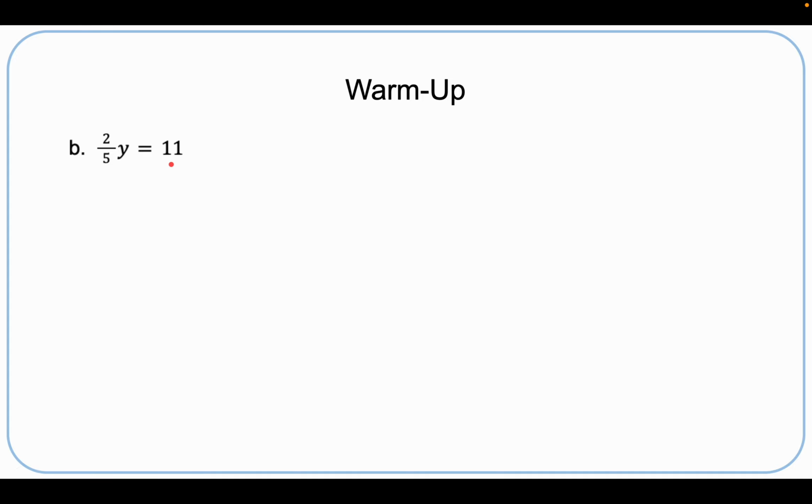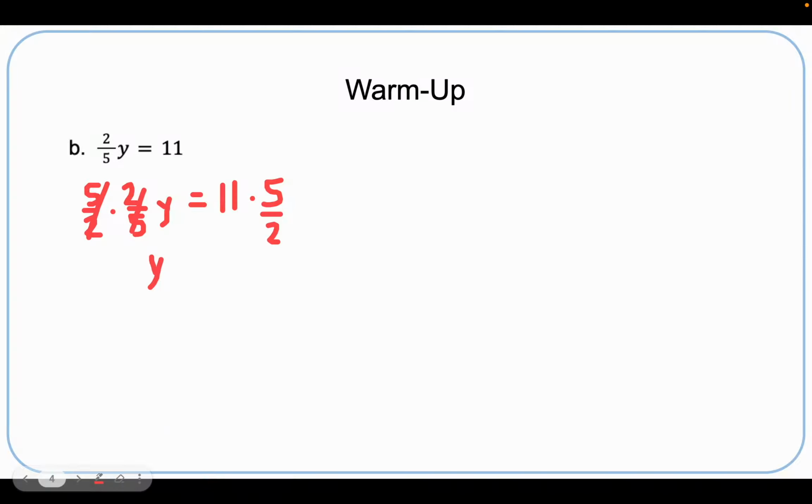Okay, 2/5 of y equals 11. So again, we need to multiply by the reciprocal. So we're going to multiply by 5 halves, so that y is isolated. And then what we do to one side, we need to do to the other side of the equation. So multiply by 5 halves. These cancel out, leaving y by itself. And then we have 11 times 5 is 55 over 2. So y equals 55 over 2.